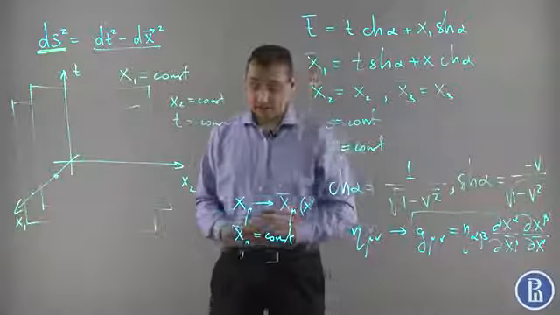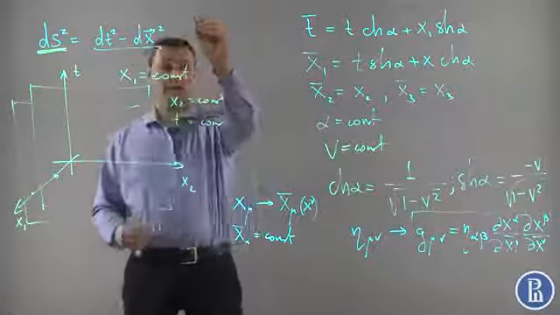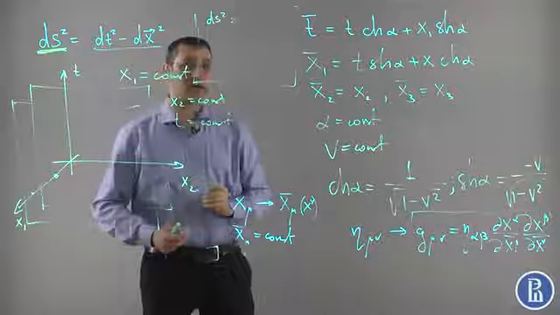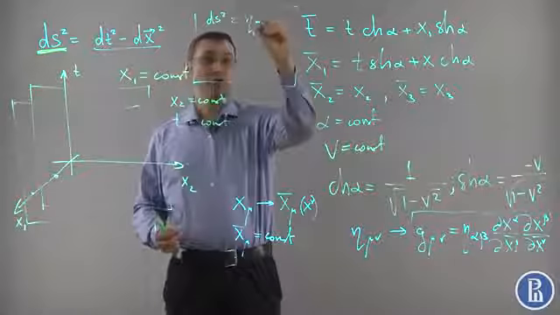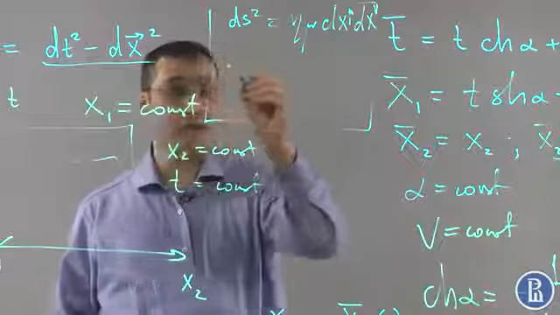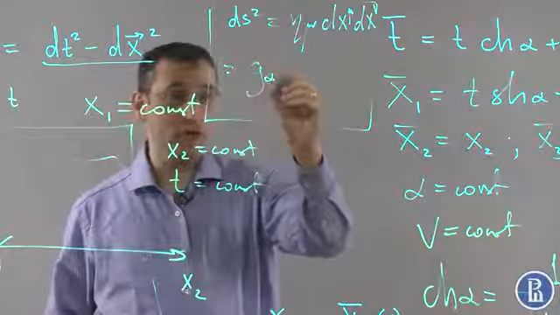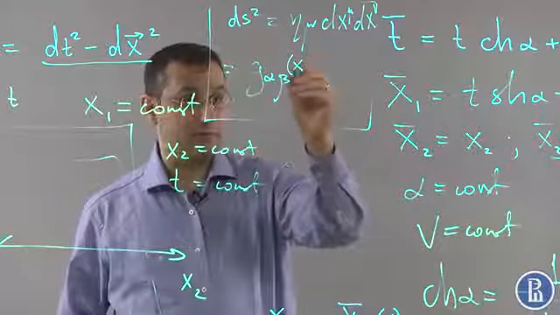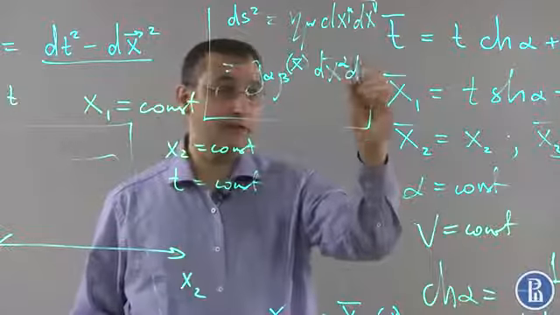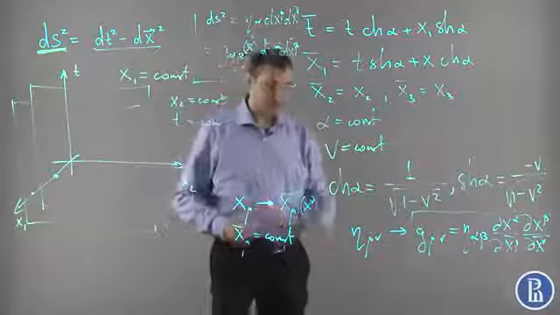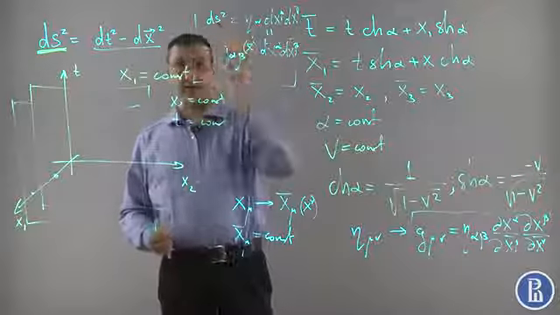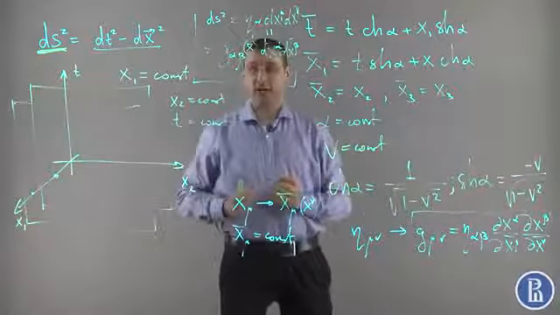Because of this transformation, we observe that the line element ds squared doesn't change. Originally, the line element was eta mu nu dx mu dx nu, and now it is just given by g alpha beta of some function of x bar, now not necessarily constant, dx alpha bar dx beta bar. Because of this transformation, we have this equality, that this is equal to this, and the line element interval doesn't change.